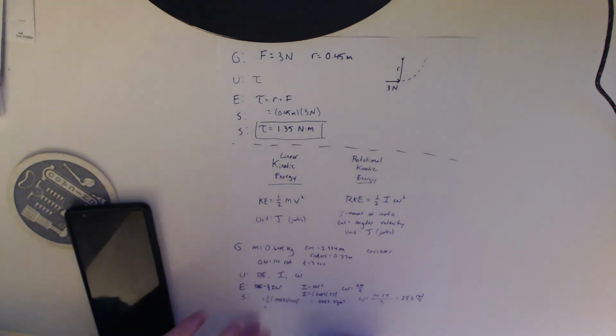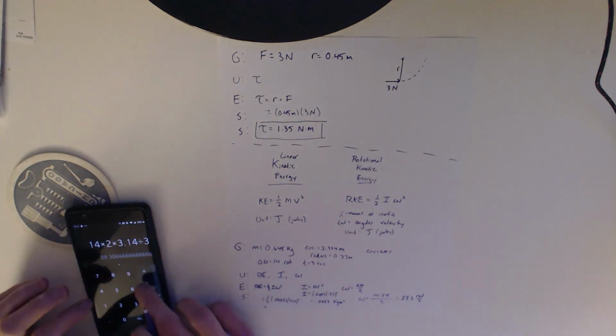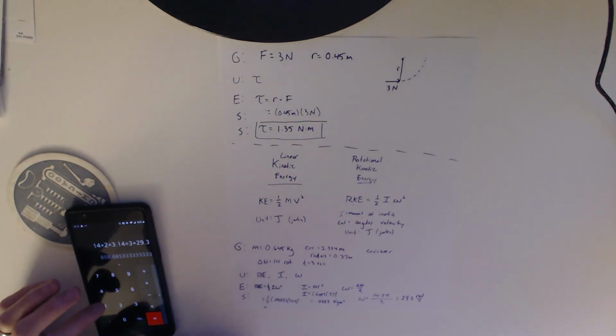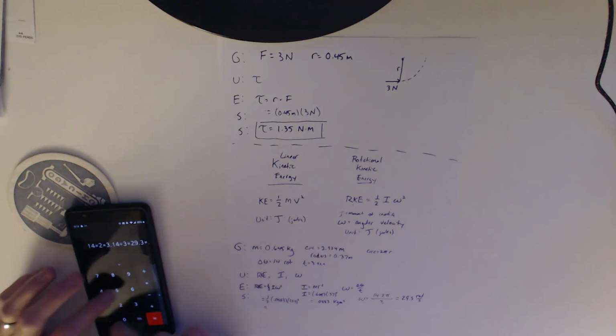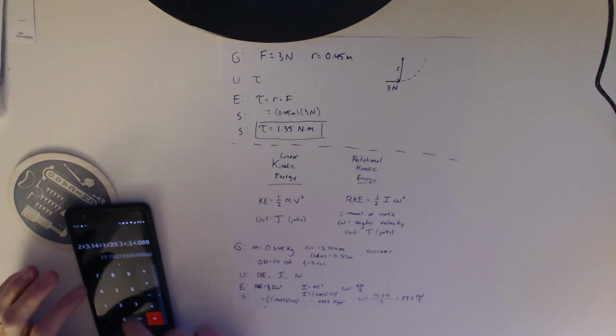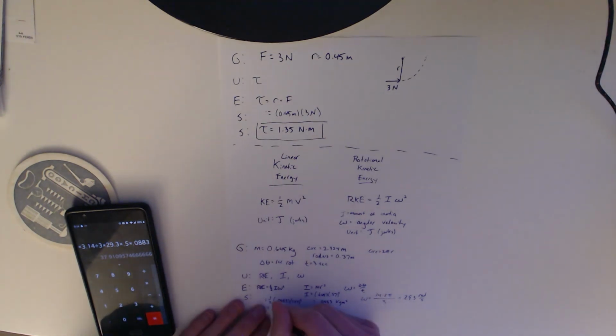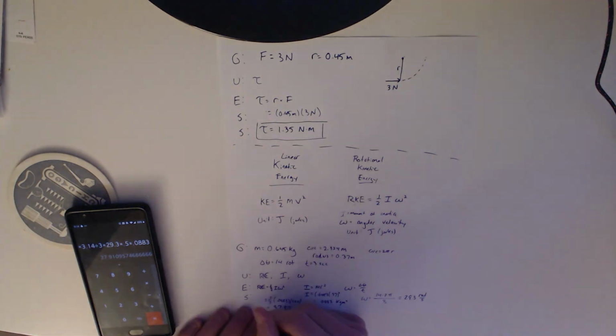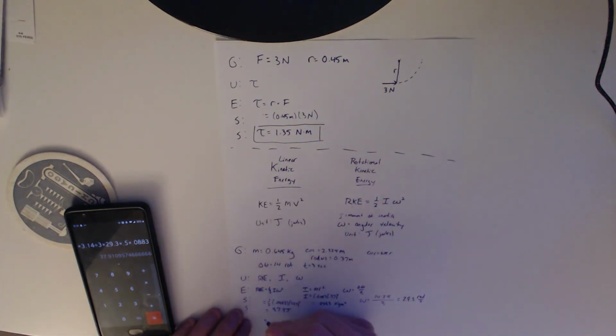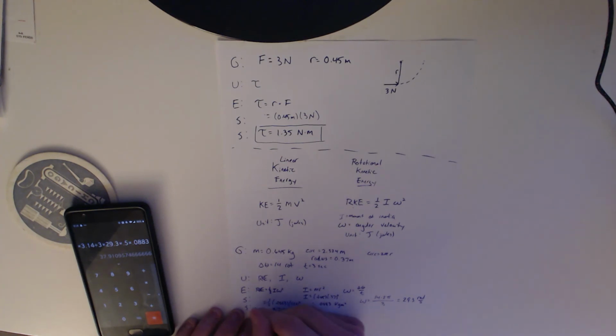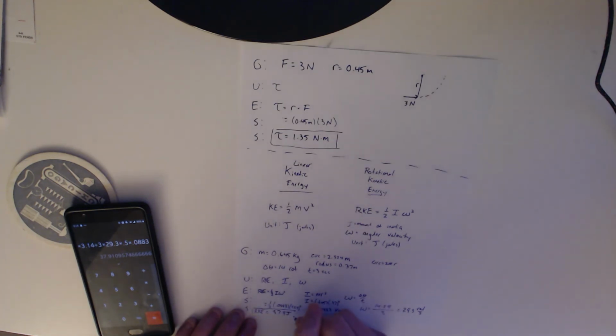And I get 37.9 joules. It's joules because it's energy. I know joules are the units of energy. They're the units of rotational kinetic energy. So that is a rotational kinetic energy problem.